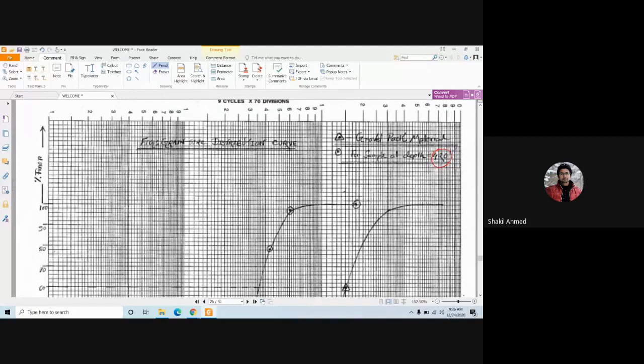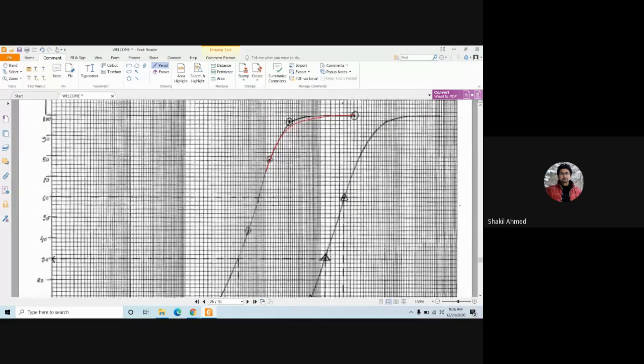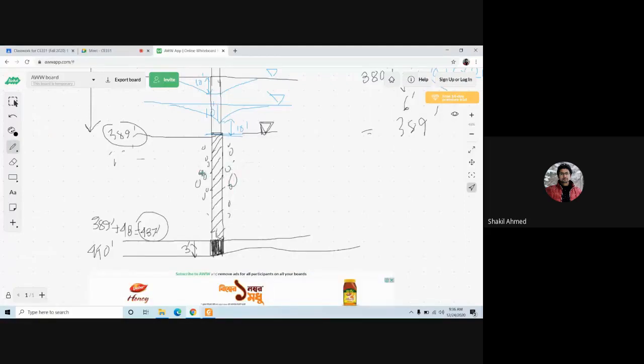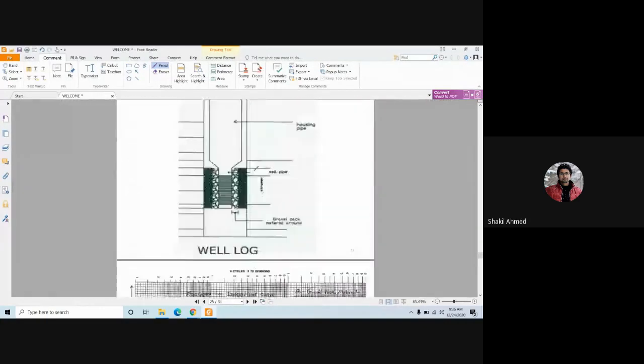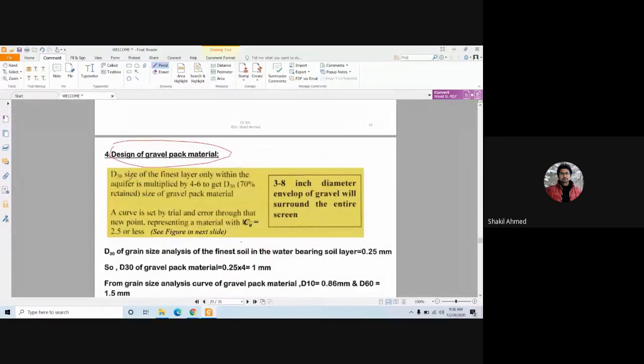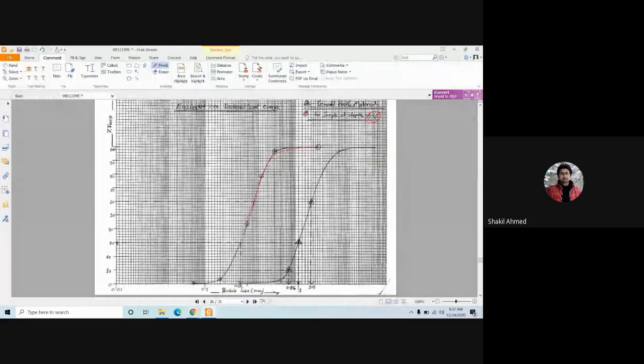Can you see this 420 feet depth? Yes, sir. 420 feet depth here. Which one? This circle one. So I'm talking about this one. Okay. Now, your objective is to capture this particle, right? So what would you do? You will determine the size of the gravel pack material based on this particle. Just to tell you, we will generate the size of the gravel pack material based on the size of the 420 feet depth particle. That means based on this curve.